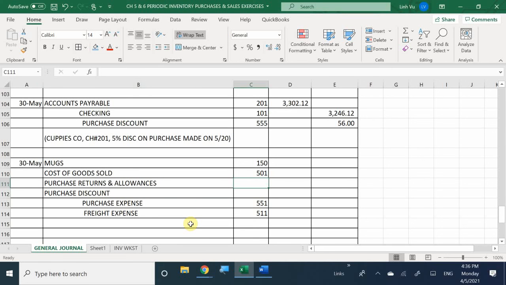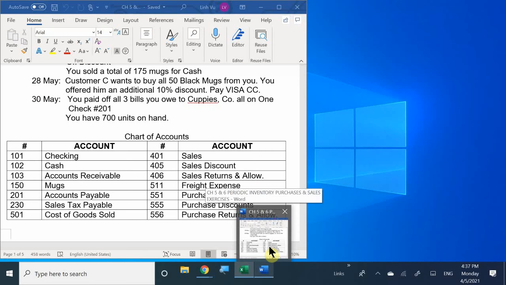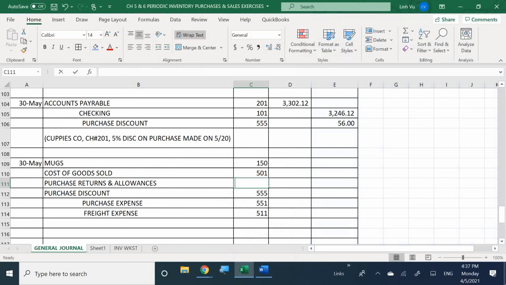So purchase returns and allowances was account number 406. But I think that's sales. 556. 556. Okay. So let's go ahead and plug in our numbers.